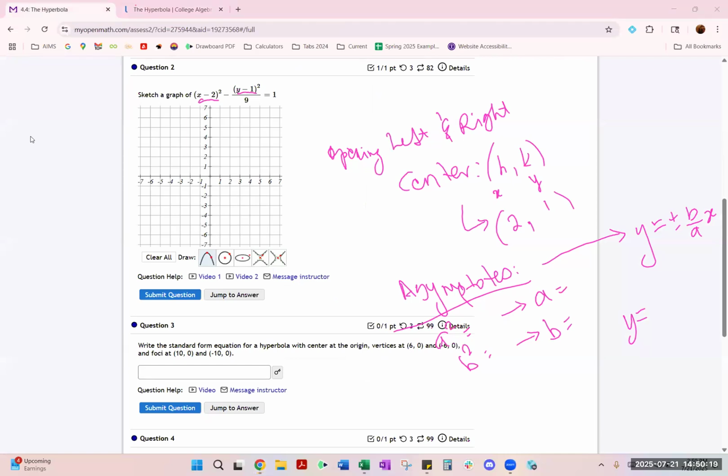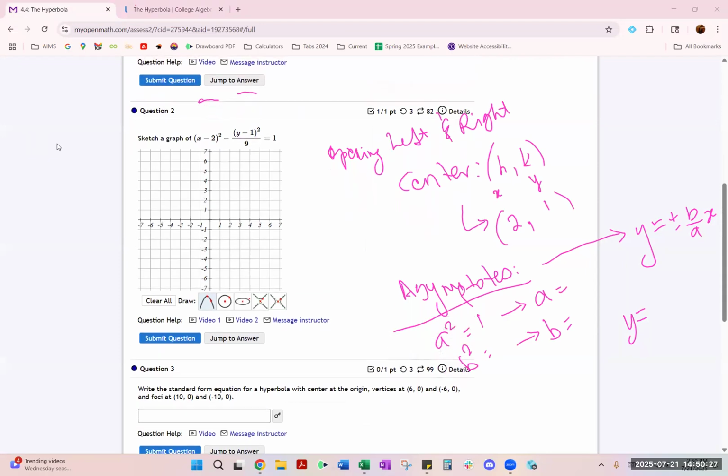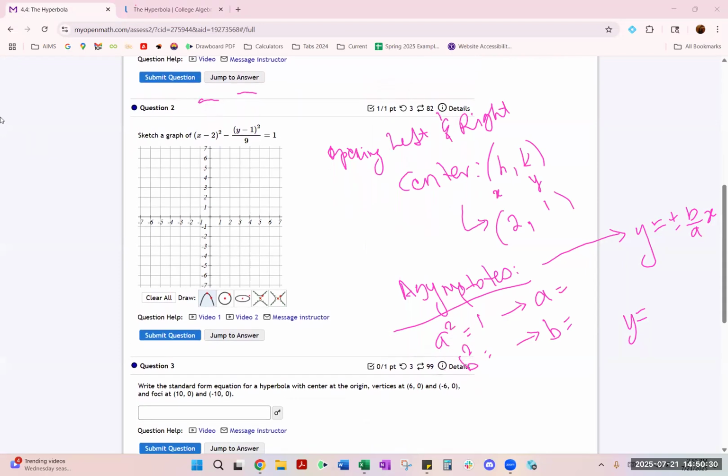You will see x has again a denominator of 1, so our a squared value is going to be 1. Let me move this up a little bit so you guys can see that better. The square root of 1 is 1. And the y term has a denominator of 9, so b squared is 9, which means the square root of 9 is going to be 3. So now when you come up with the equation of your asymptotes, that's going to be plus or minus, and remember, this is now b divided by a. So that's going to be 3 divided by 1 times x. So now we have the equations for our asymptotes.